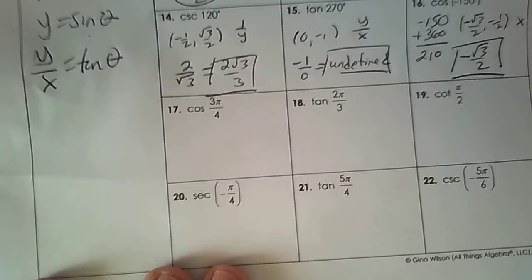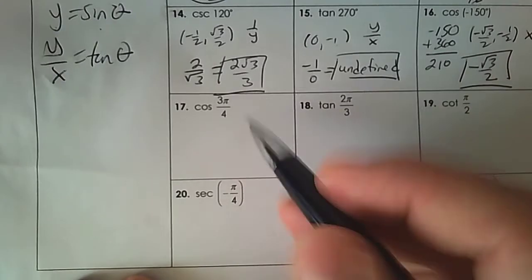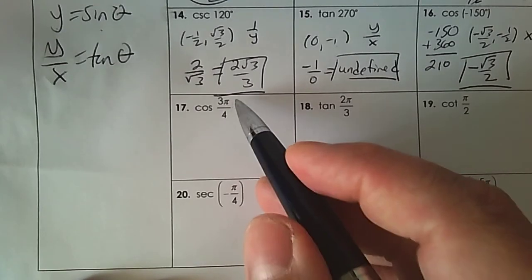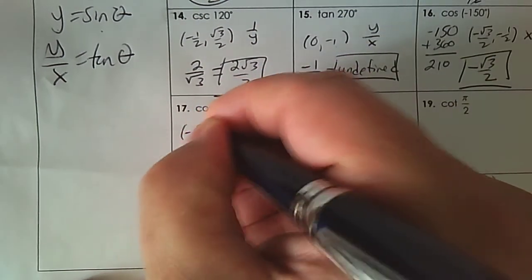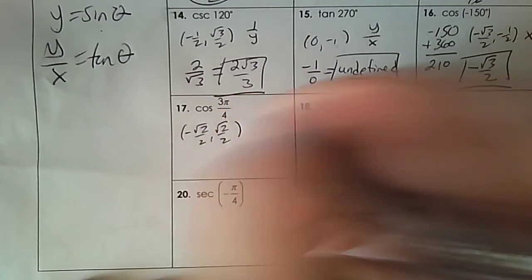17, 3 pi over 4. So now we're in radians. So can you find 3 pi over 4 radians? What point goes with it? That's negative root 2 over 2 and positive root 2 over 2.